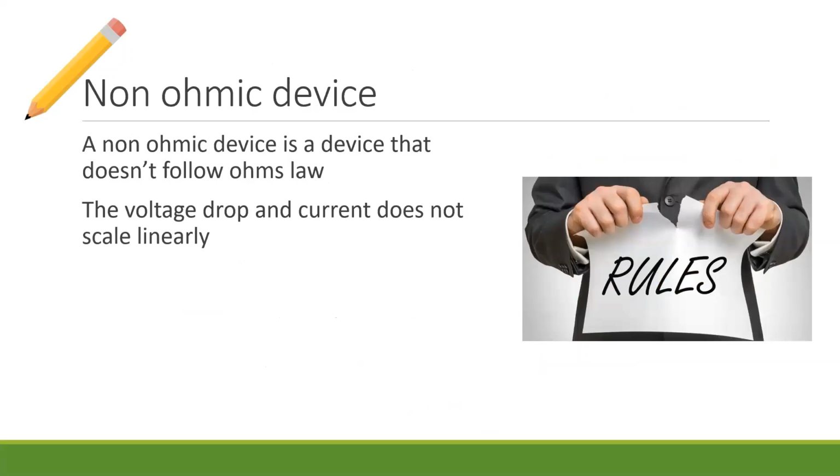So what are these things that don't follow the rules? A non-ohmic device is a device that doesn't follow Ohm's law. The voltage drops and current does not scale linearly. This is one of those situations where it might not necessarily work both ways. It might not necessarily work that V equals IR.